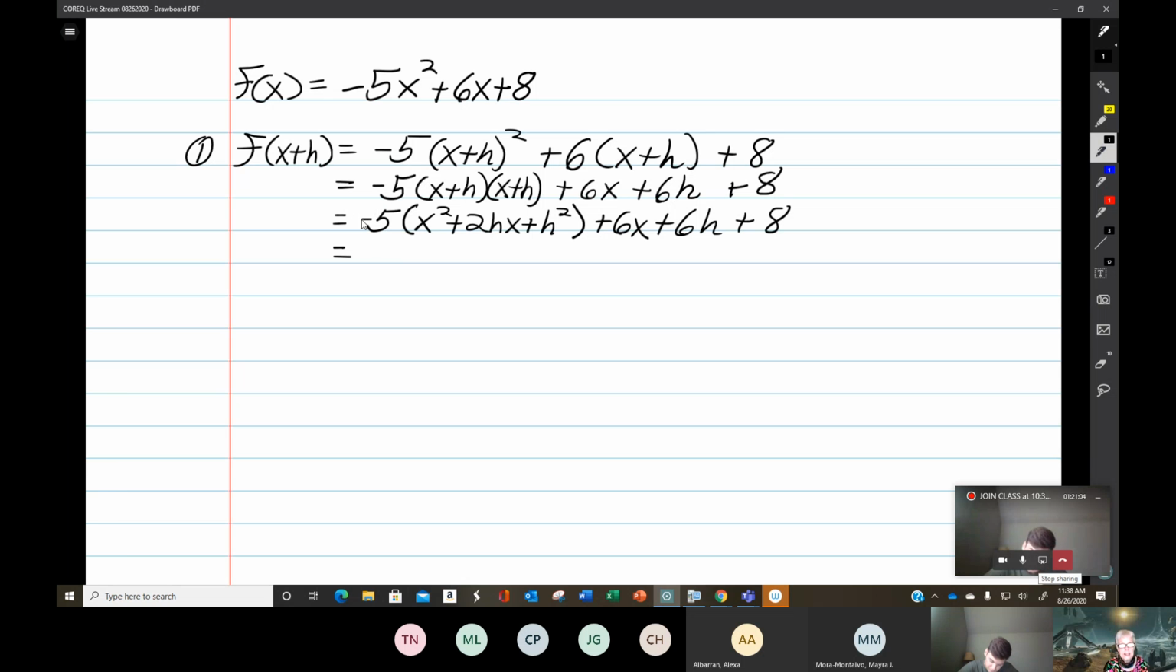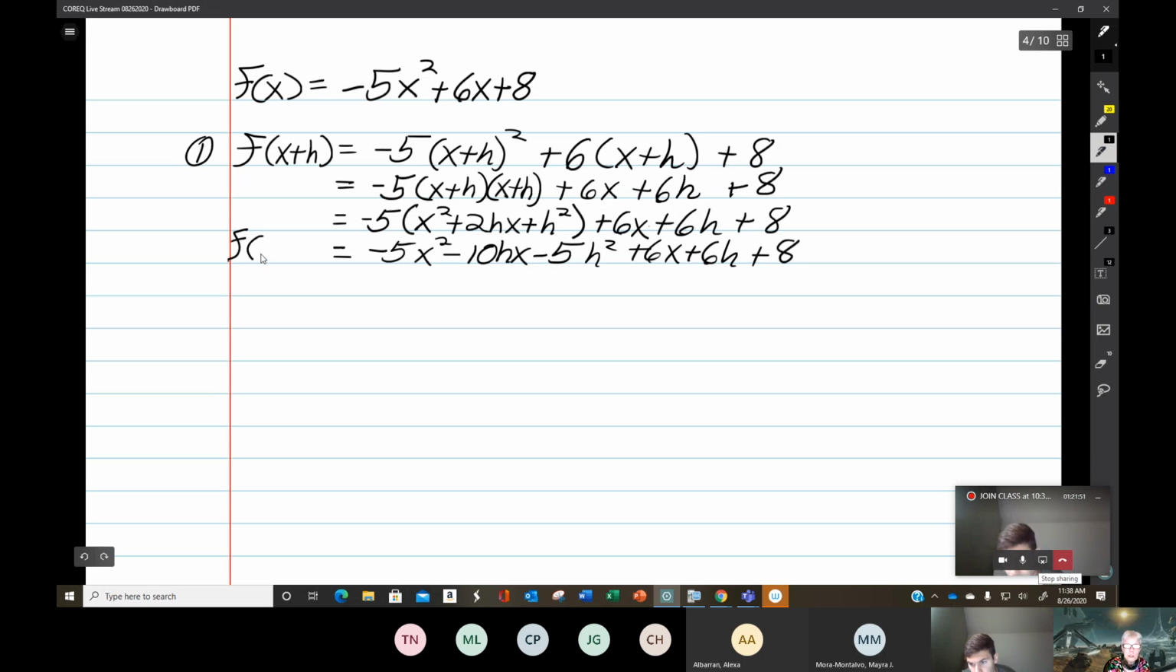And then finally, I'll take this negative 5 and distribute it in here. So negative 5 x squared minus 10hx minus 5h squared plus 6x plus 6h plus 8. Ow. Woo! And so this is what, let me make sure, yeah, I've got all my like terms together. Sometimes you do have like terms. Usually you have to go up to a cubic to do that.